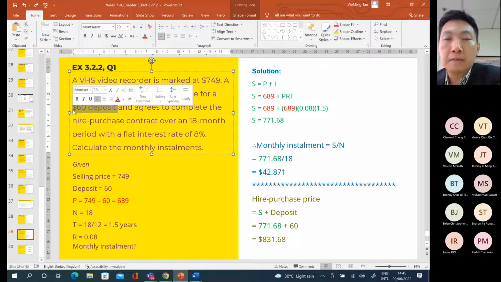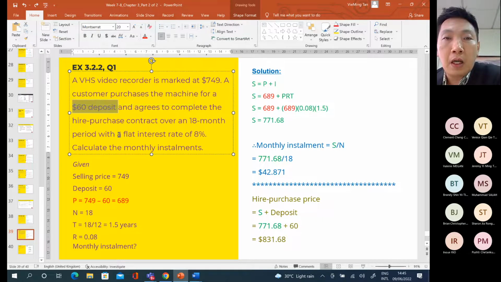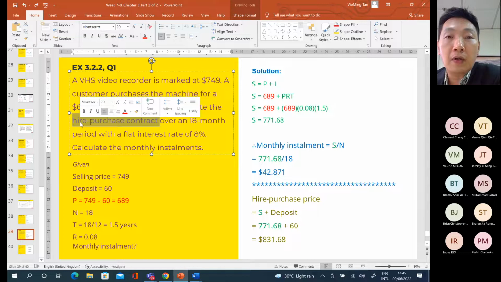Then after that, the remaining, that means the remaining balance, the debt, okay, will be completed by using the hire purchase contract, hire purchase agreement. Okay, if the customer wants to follow the hire purchase agreement, that means the customer has to pay interest. Interest will be charged for this hire purchase agreement. And the duration of the agreement is for how long? For 18 months. Okay, 18 months.